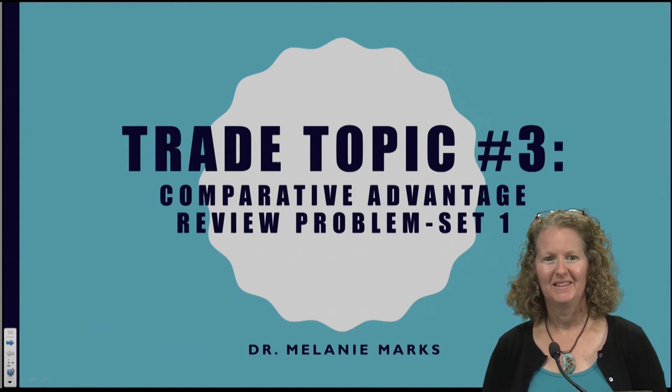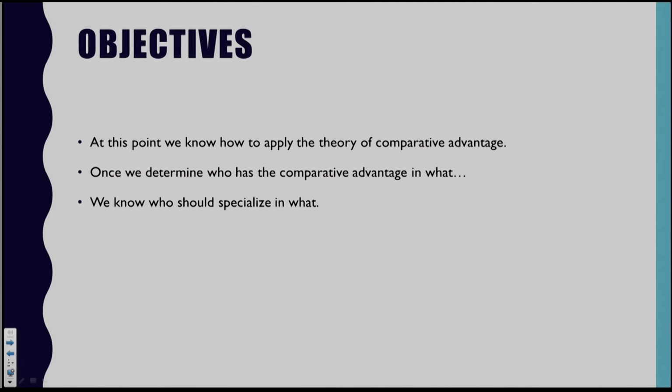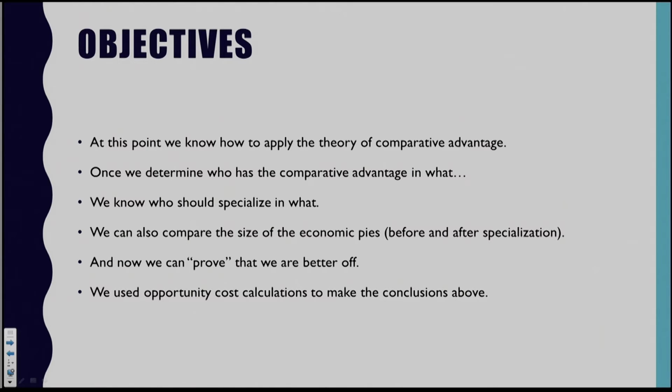Okay, let's begin. So our objectives. At this point, as I said, we know how to apply the theory of comparative advantage. Once we determine who has the comparative advantage in what, then we know who should specialize in what. And we can also compare the sizes of the economic pies. So remember, we can do this before and after specialization. And now we know how to prove that we're better off. We used opportunity cost calculations to make the conclusions above.